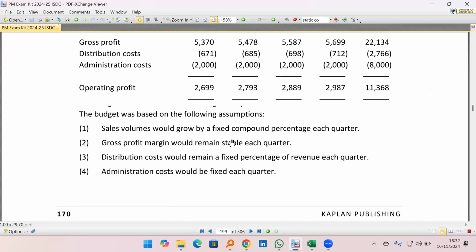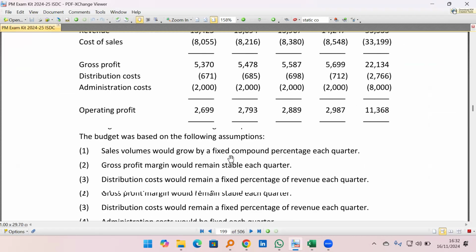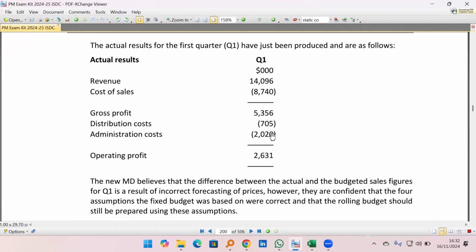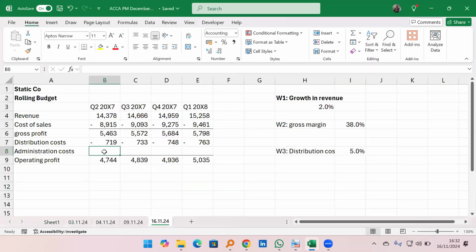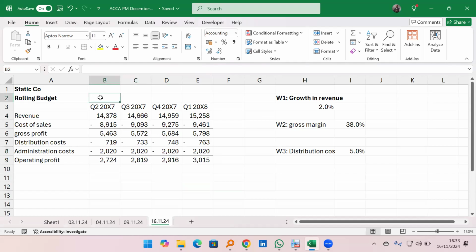when you go to our admin costs, 2000, that's what was predicted. But then the actuals are saying 2020. So we are going to use 2020, and they are going to be fixed. So we drag them throughout the whole thing, and then we get ourselves the new rolling budget. And I think we are working in thousands. So that is also important to indicate that you're working in thousands. So that is how you make a rolling budget.